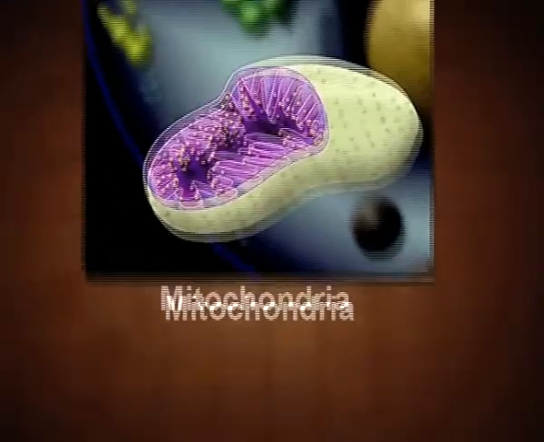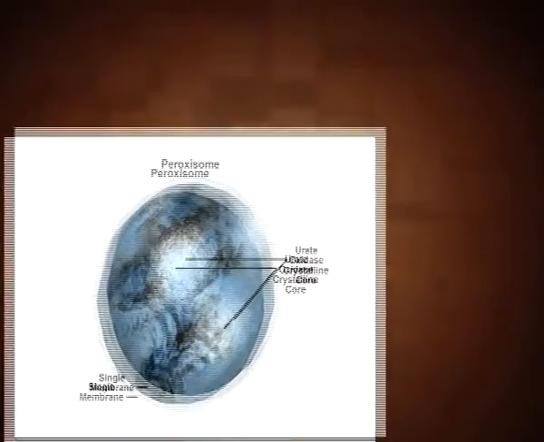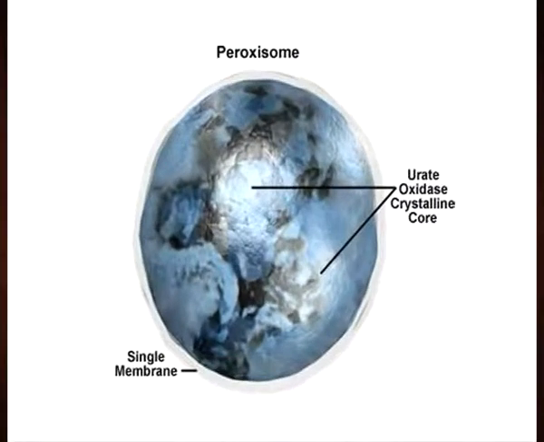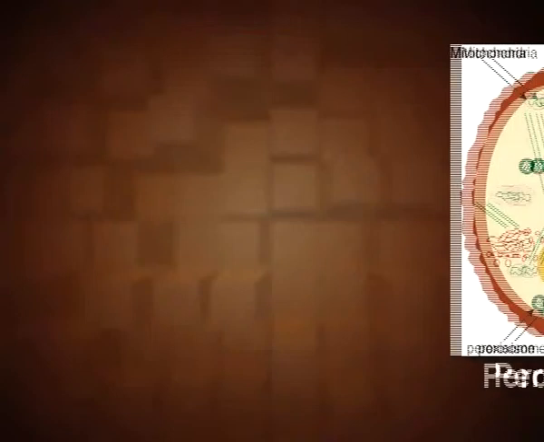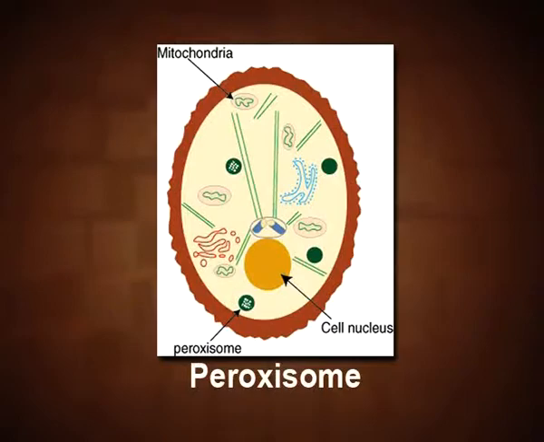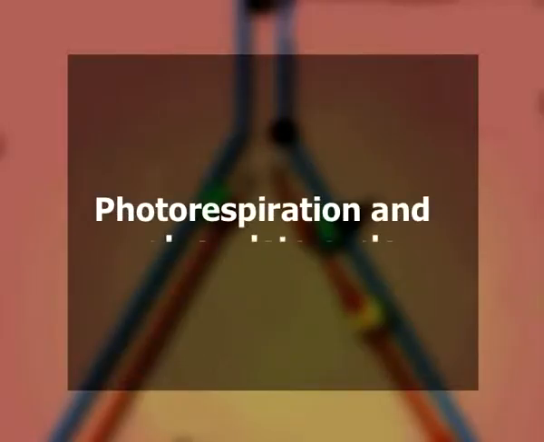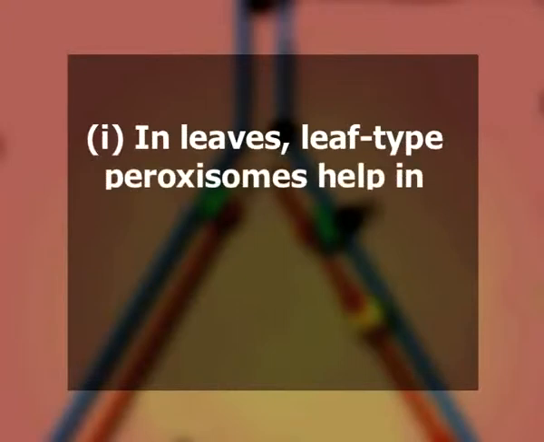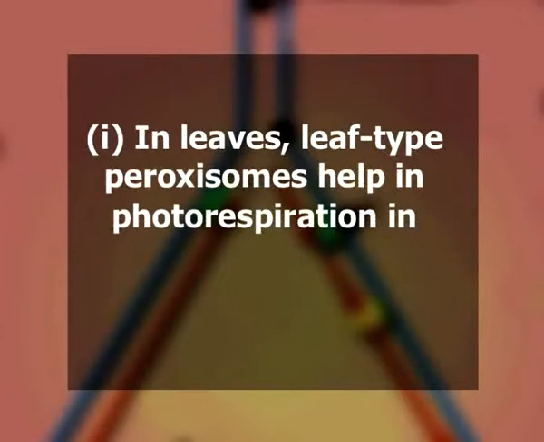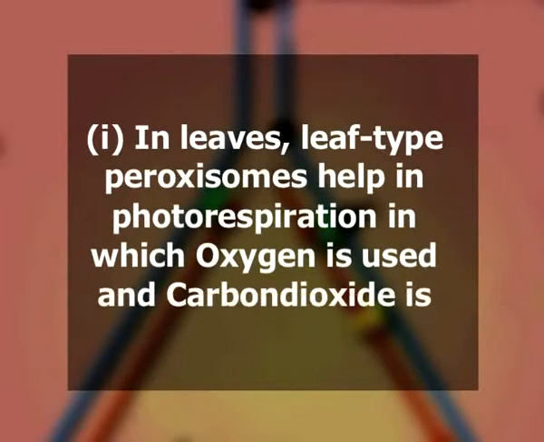In animals, this beta oxidation occurs both in mitochondria and peroxisomes, while in yeast and plant cells it occurs only in peroxisomes. Number 3. Photorespiration and glyoxylate cycle. In plants, 2 types of peroxisomes perform the following 2 different but important functions. Number 1. In leaves, leaf type peroxisomes help in photorespiration, in which oxygen is used and carbon dioxide is liberated.